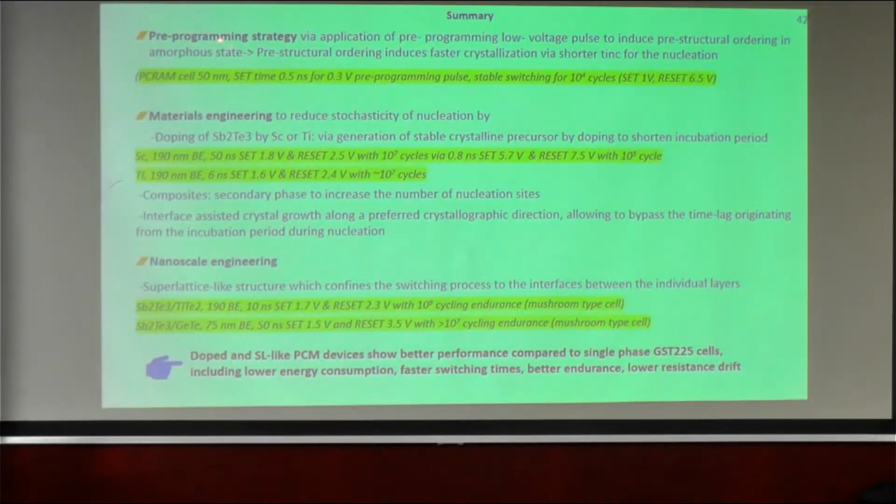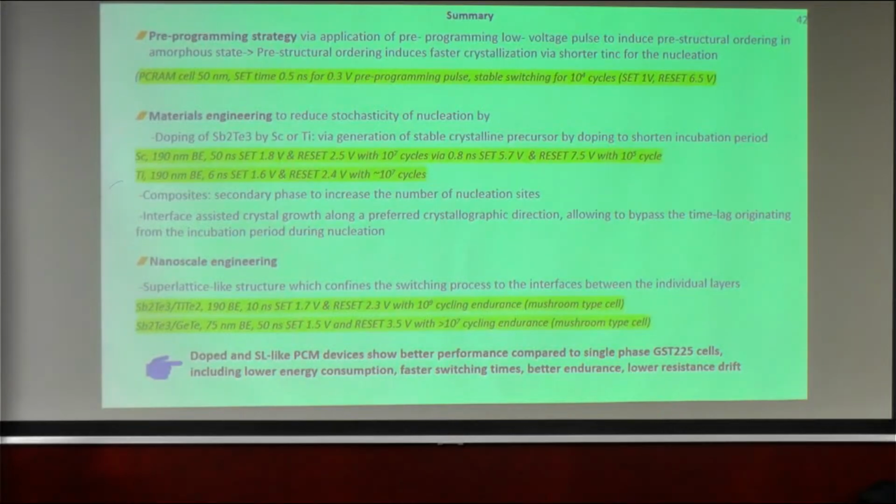Such PCRAM cells show very nice set times of less than 1 nanosecond, like 0.5 nanoseconds, and stable switching up to 10 to the 5 cycles. Then if you want to speed up crystallization of your material, you can improve it by reducing the stochasticity of nucleation of single phase change materials.